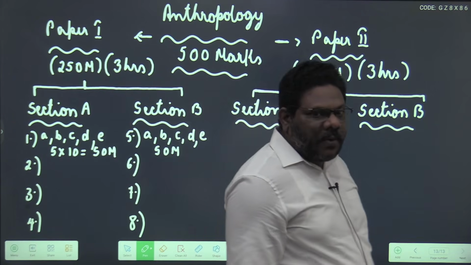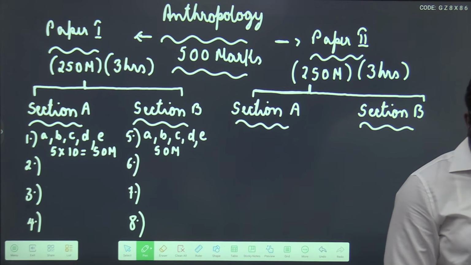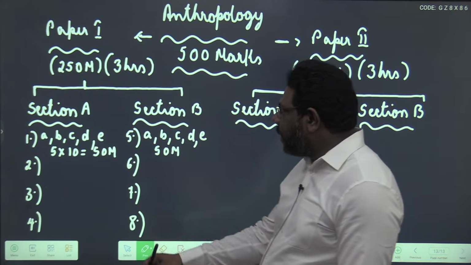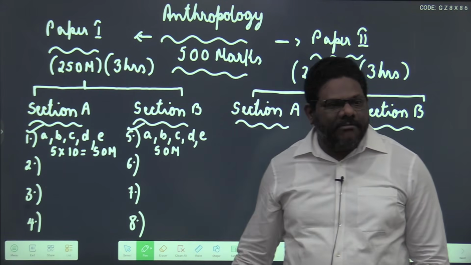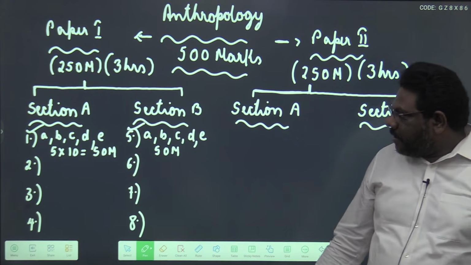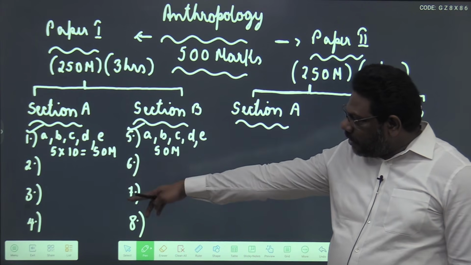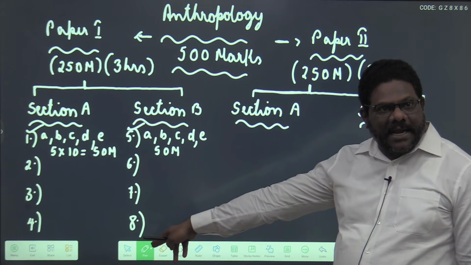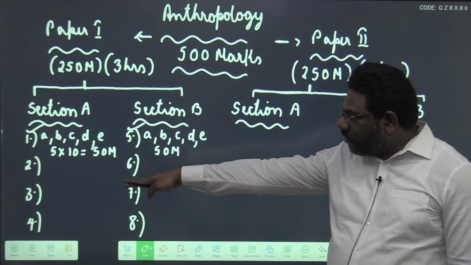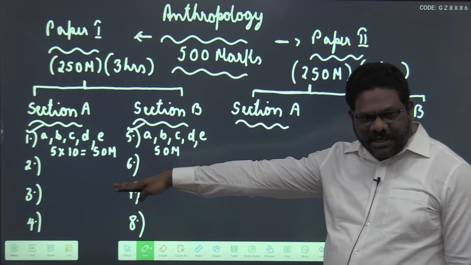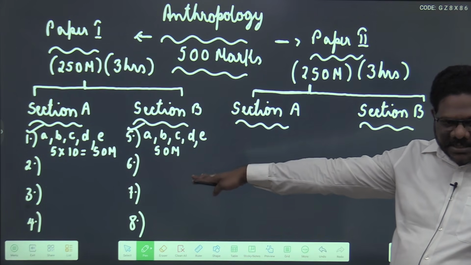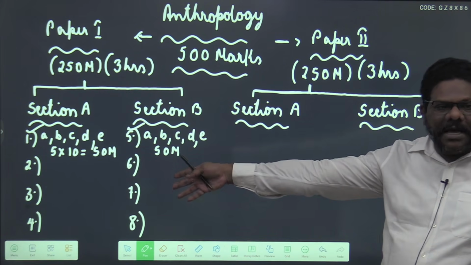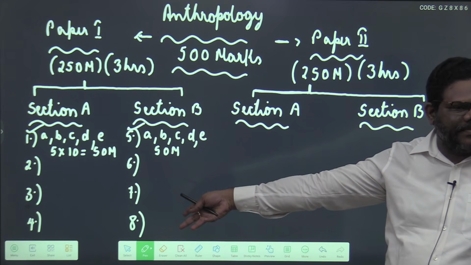Now 1 and 5 are compulsory. That means you are expected to answer them. There is no choice here. 1 and 5 are compulsory. So remaining you have 2, 3, 4, 6, 7 and 8. Out of which you have to select one question from section A and one question from section B, and the fifth one can be either from section A or section B.